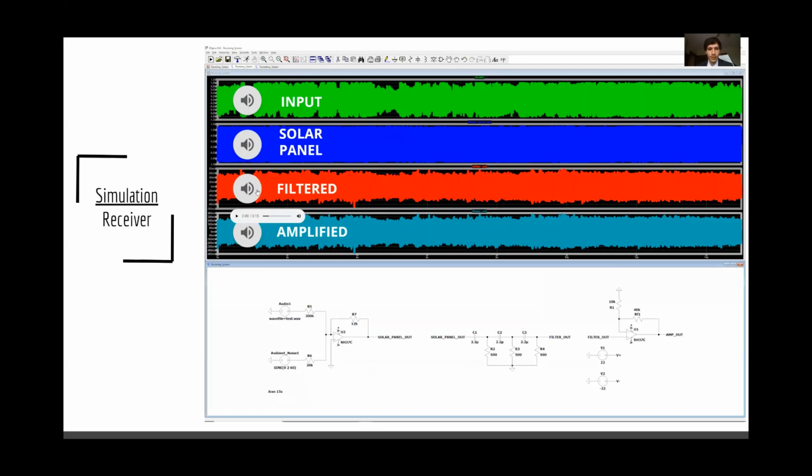Here is the filter. And here is the amplifier.